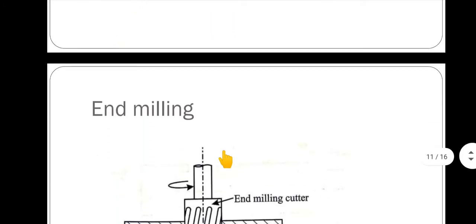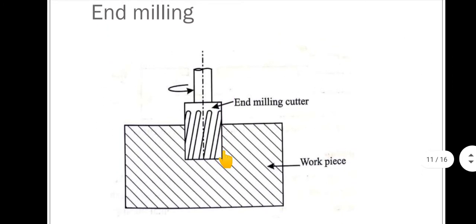Next one is end milling. Again this is a workpiece and this is an end milling cutter. Can you guess which machine is used? Is it vertical or horizontal? Yes, we can perform this using a vertical milling machine, not a horizontal milling machine, since the axis of this spindle is vertical.